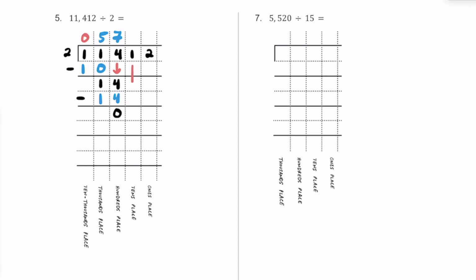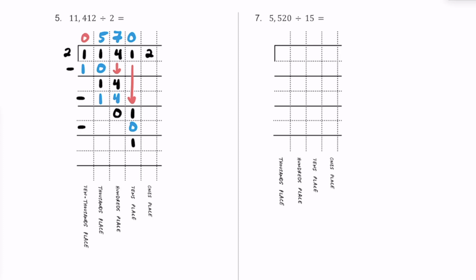Let's go ahead and bring down this 1 and repeat the process. All right, so how many times will 2 fit into 1? Well, it's larger than it, so it's not going to fit in a whole number of times. So we're going to have to put a 0 up top. Now, what's 0 times 2? 0 times 2 is going to be 0. So we're going to see our remainder here is going to be 1, which is fine, right?